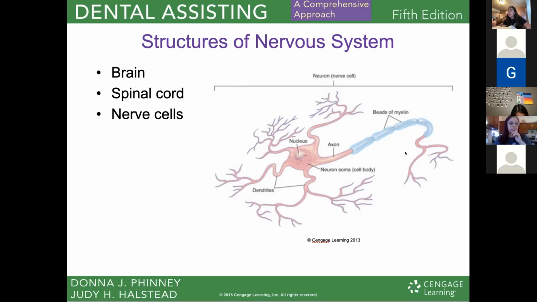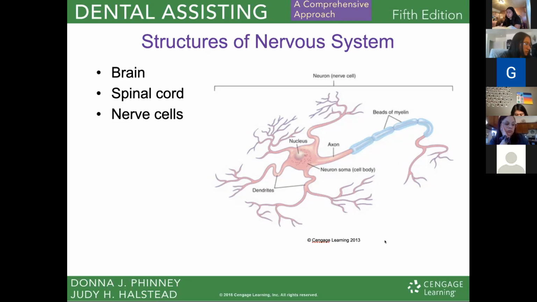So this is basically what a typical nerve cell looks like. A nerve cell is also called a neuron. So we have the dendrites, which almost look like electricity-like projections of the nerve. This nerve cell also has a nucleus. Most cells have a nucleus. We have the axons, and then we have the beads of myelin. These are also known as myelin sheaths.